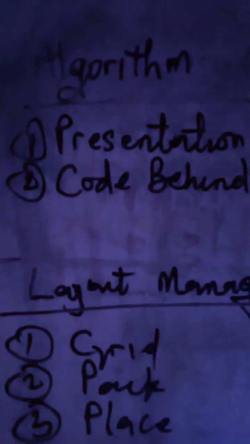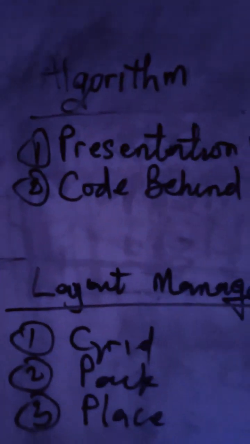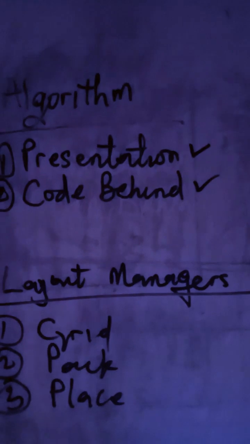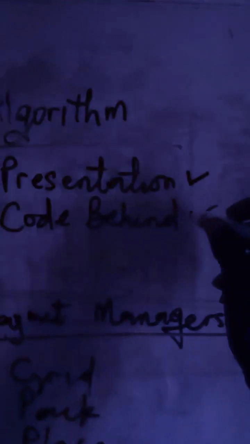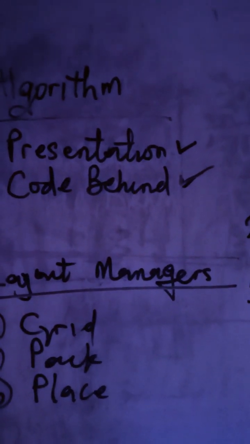So from the algorithm, thinking algorithmically, looking at the steps involved, we are trying to iron out one, which is the presentation. It is after the presentation, the sketching of the presentation, that you can now start talking about the code behind. Okay, so I hope that is clear.